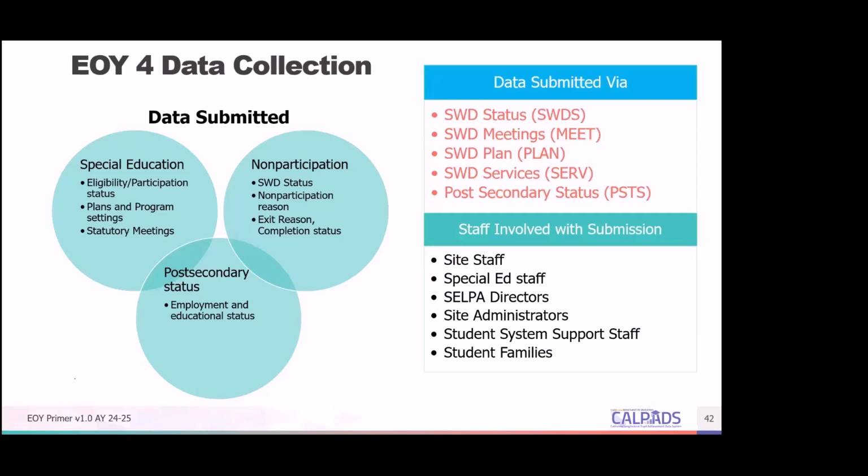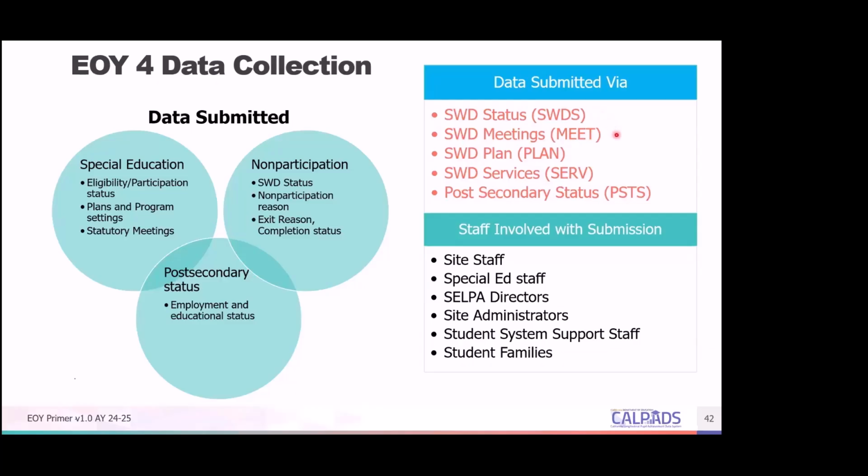The students with disability data in End of Year 4 is used to meet the reporting requirements of Section 618 of the Individuals with Disabilities Education Act, or IDEA. The files that are used to submit your End of Year 4 data are, first, the Students with Disabilities Status file, which is sometimes referred to as the SWDS file, and I sometimes wish it wasn't. This file is used to determine a student's eligibility for and participation in the special education program at any given time. And this is in line with IDEA reporting, DataQuest, and the California School Dashboard.